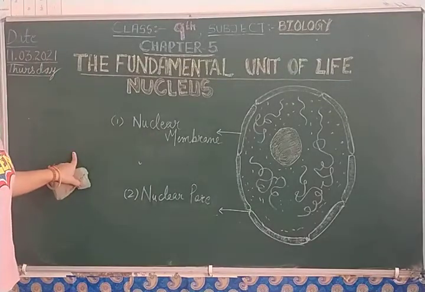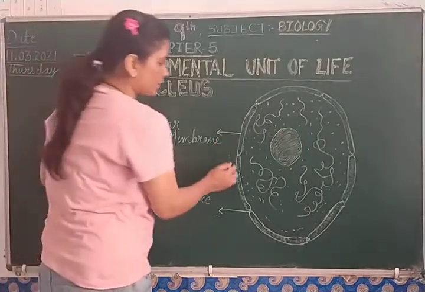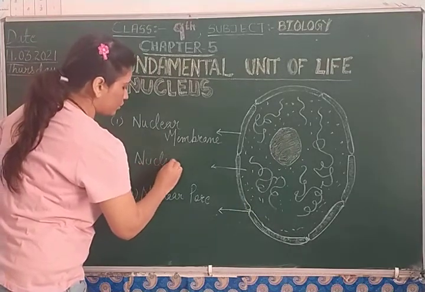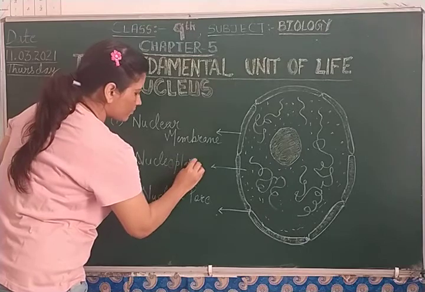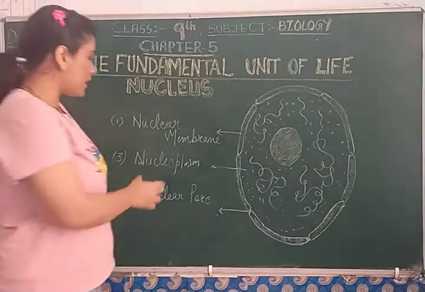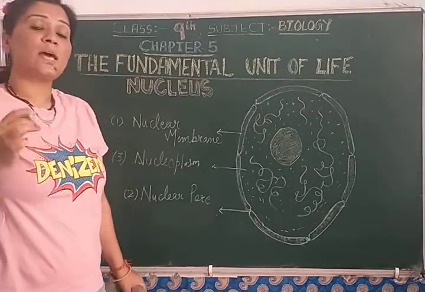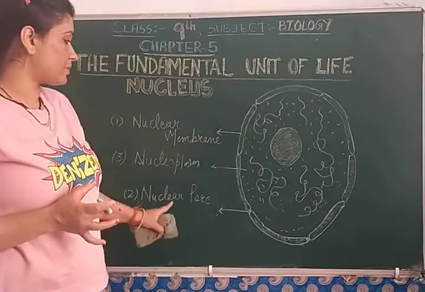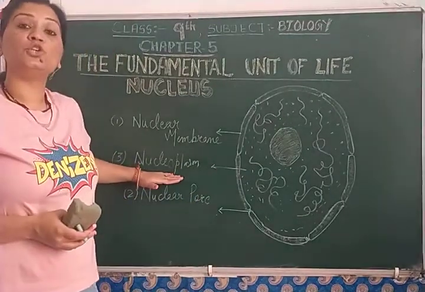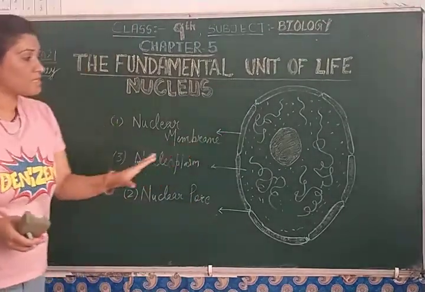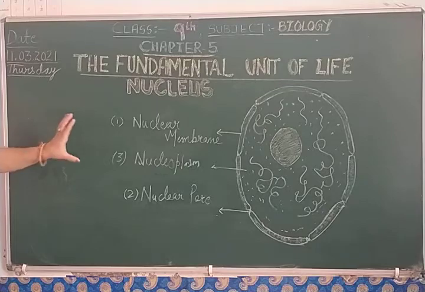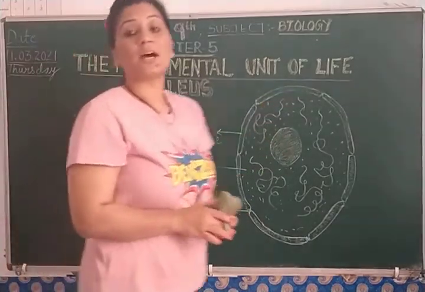Coming to the third important part of the nucleus, that is the nucleoplasm. Now what is nucleoplasm? As there is cytoplasm present in the cell, in the same way there is a semi-liquid or semi-solid substance present inside the nucleus, known as nucleoplasm. And the nucleoplasm basically consists of two things.